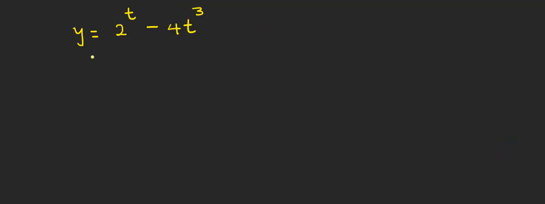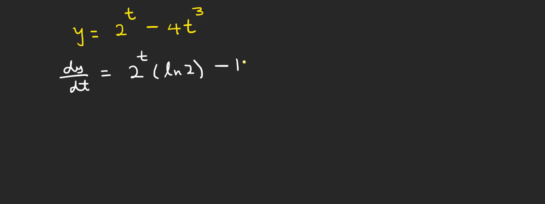So how do you find the derivative of this? The derivative of that, this is y prime, or dy over dt, the derivative of y with respect to t, is the derivative of 2 to the t, which is 2 to the power of t times natural log of 2 times the derivative of t, which is just 1, minus the derivative of that, which is minus 12 over t squared. So this will be the derivative of y.